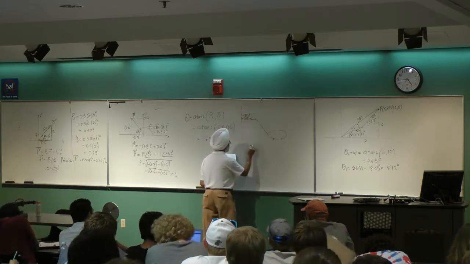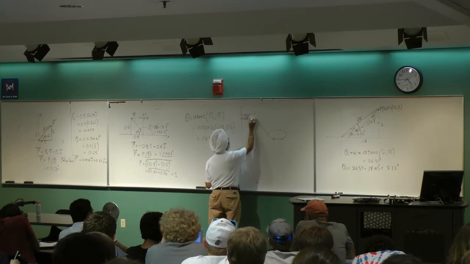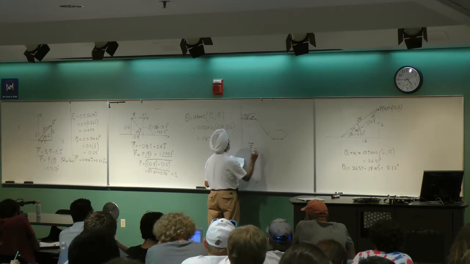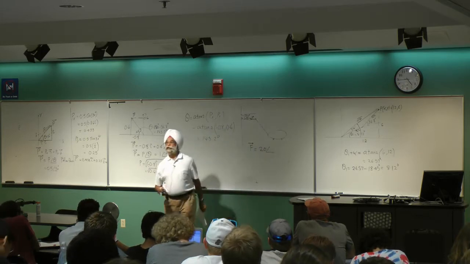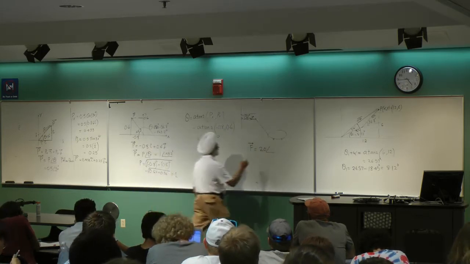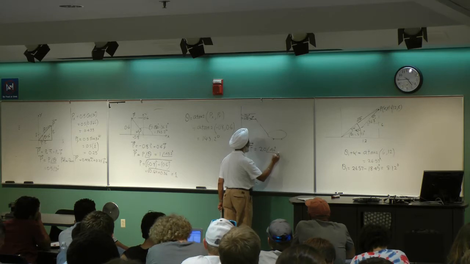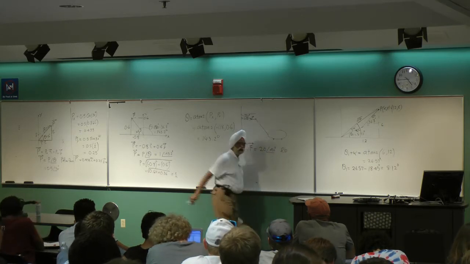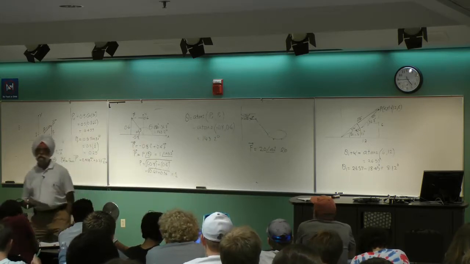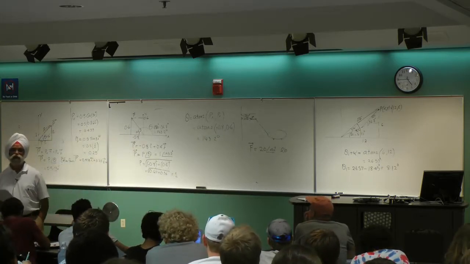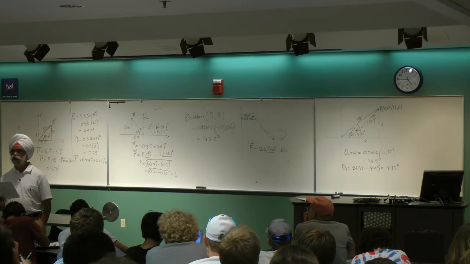So F then, this vector F, is what? 20 at an angle of what? 40 degrees? And by the way, always put the units in there. If I say that's wrong, you will agree if I say it's wrong? What's wrong in that?